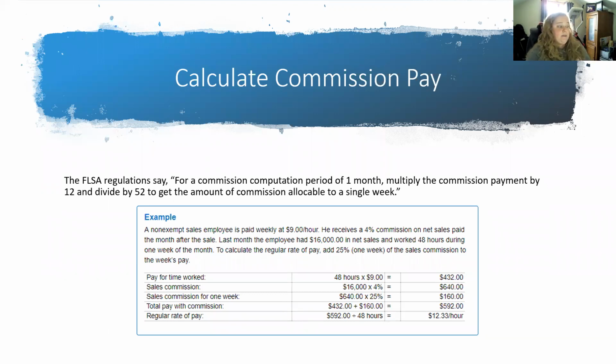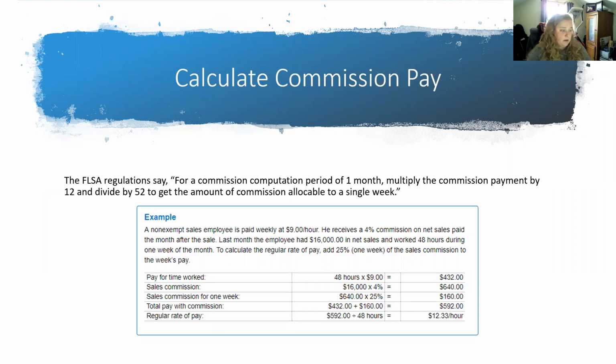So the pay for the time worked, this person worked 48 hours in the week at $9 an hour, which is $432. The sales commission was 4% of $16,000, which is $640. We're taking that by 25% because it was only 1 week that the employee worked 48 hours. So we only need to calculate the overtime for that 1 week that they worked more than 40 hours. So of the 640, 25% is $160.